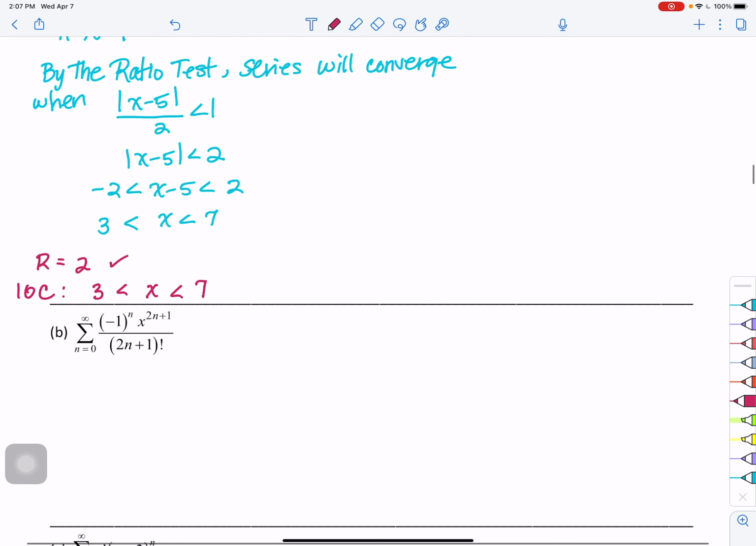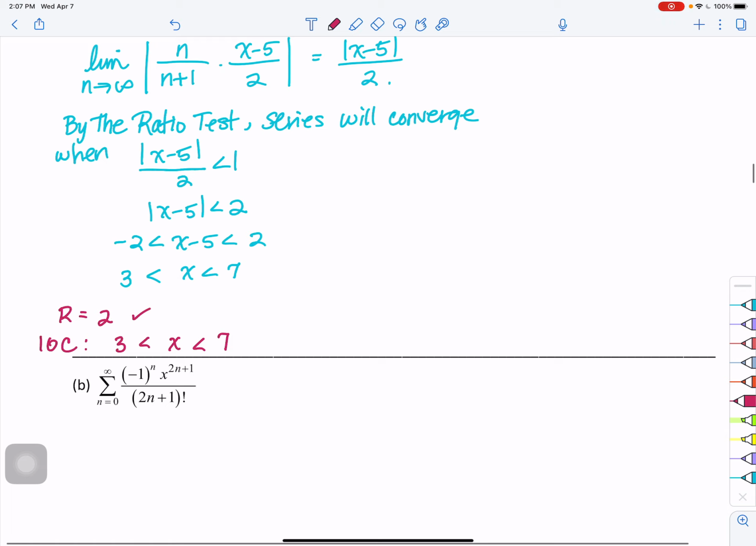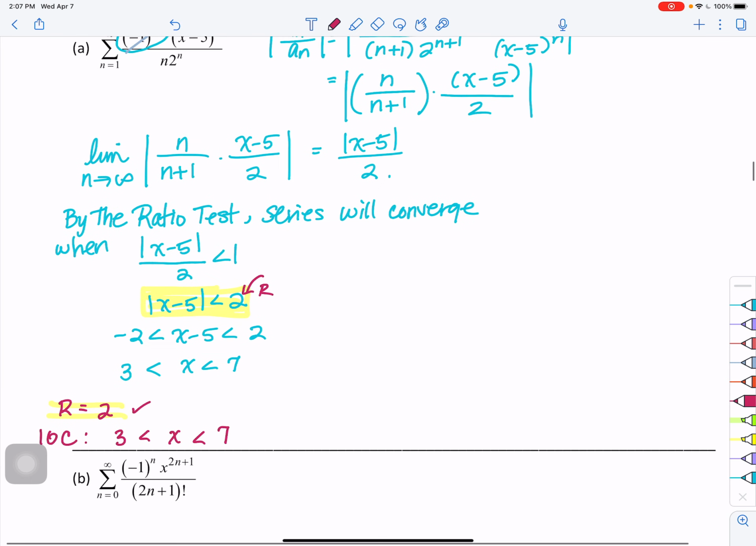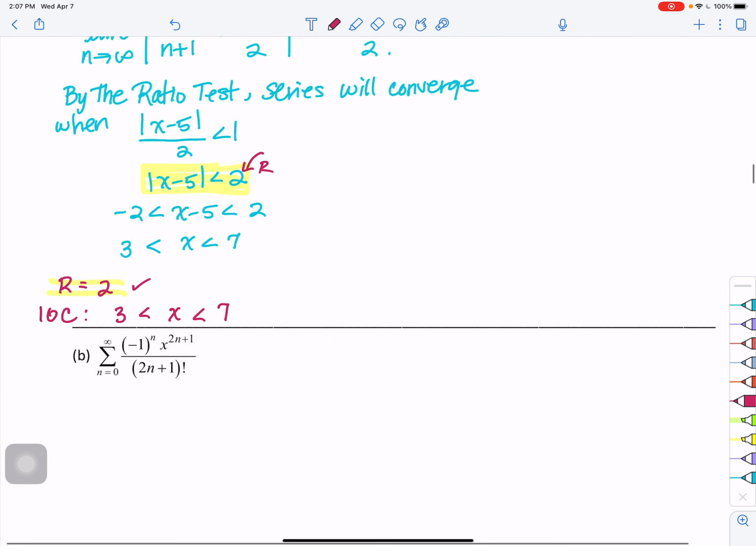So now what do we need to do? So this is finished. And I want to tell you, you can always find the radius of convergence at this simplified step. Okay? You can see that x minus 5 is less than 2. And this is always going to be your r once it is simplified like that. Okay? So do you also see that the center is 5?